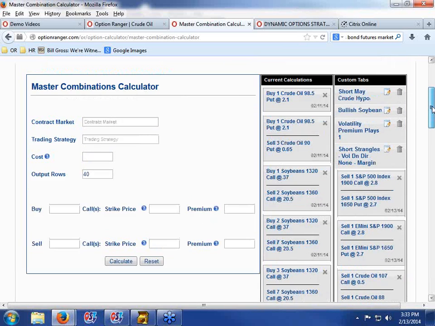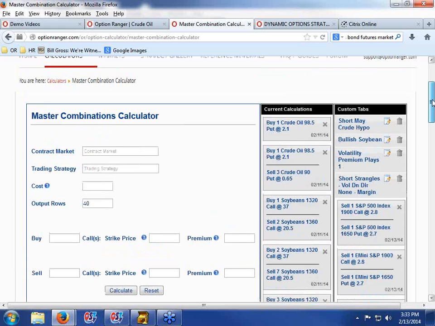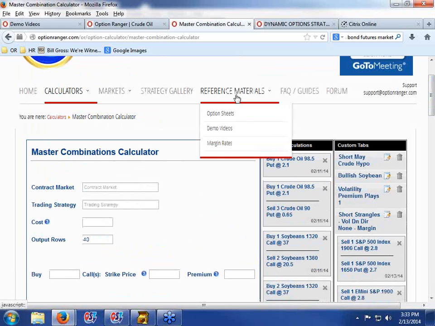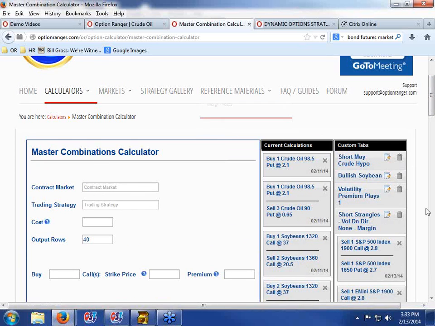And you can also look at the demo videos that we have in our reference materials. Great news, we'll be adding some demo videos through the balance of the week and into the weekend so that you will have even more backup tools to go ahead and practice entering trades and analyzing trades on your own.